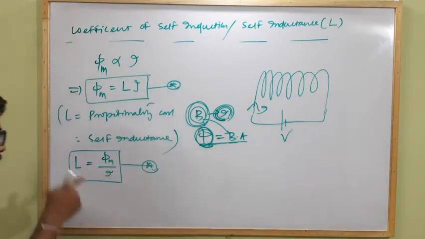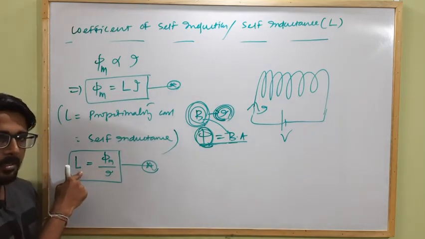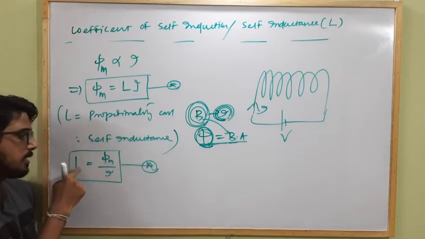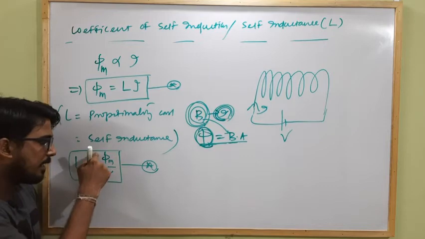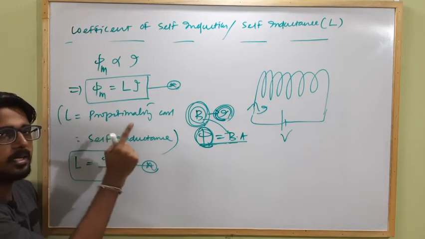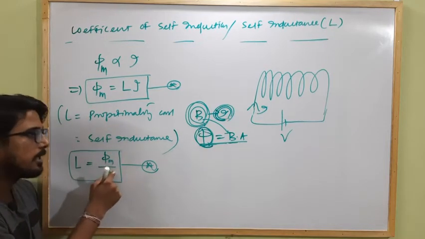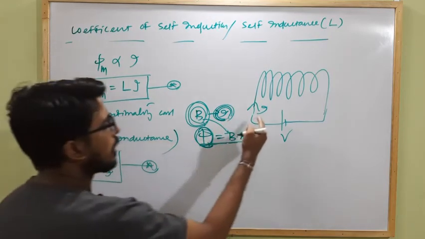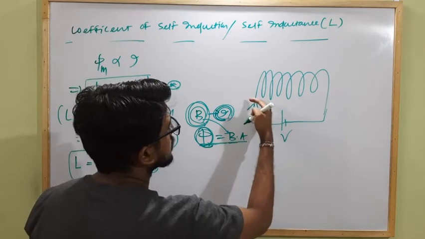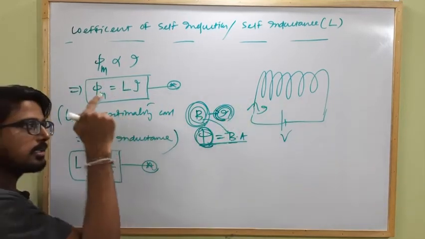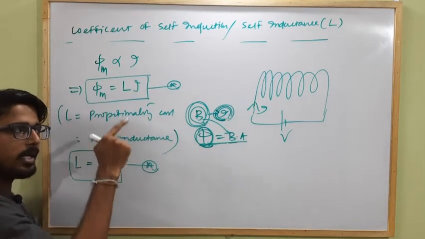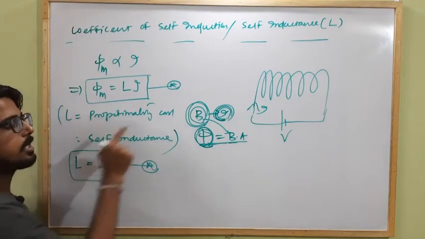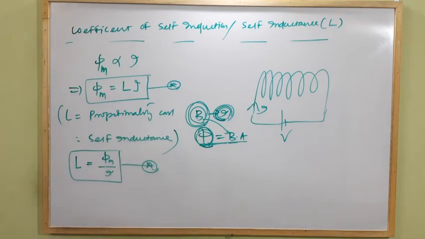Okay. So what is the coefficient of self-induction or self-inductance? The coefficient of self-induction or self-inductance is defined as the magnetic flux linked with an inductor when unit current passes through it. Clear? When we allow a unit current to pass through the inductor, at that moment the value of magnetic flux linked with the inductor will be equal to the self-inductance of the given inductor.